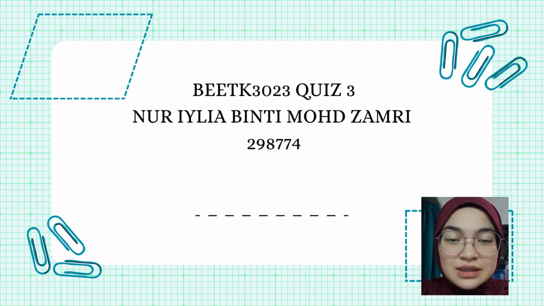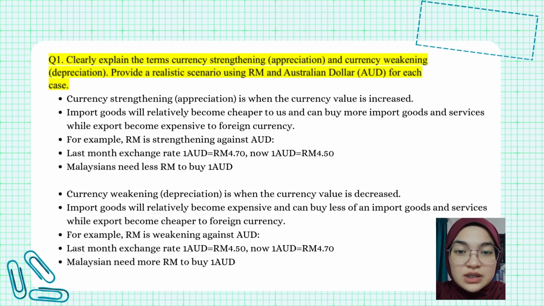So today I'll be presenting about quiz 3 for the subject International. Question 1. Currency appreciation or strengthening happens when the currency value is increased. So imported goods will be relatively cheaper to the domestic country and exports will be relatively expensive to the foreign currency. For example, RM is strengthening against AUD.